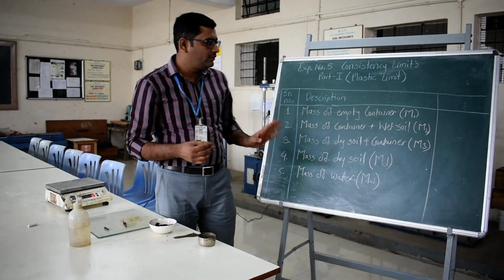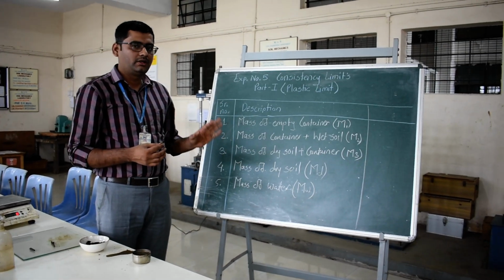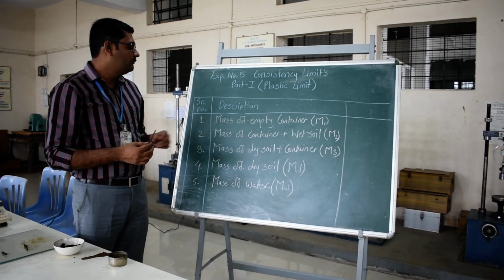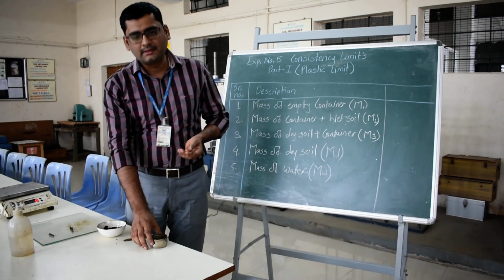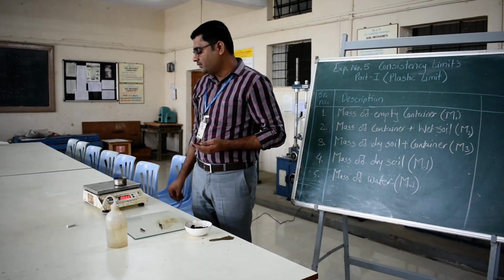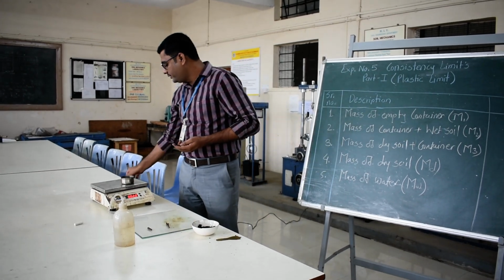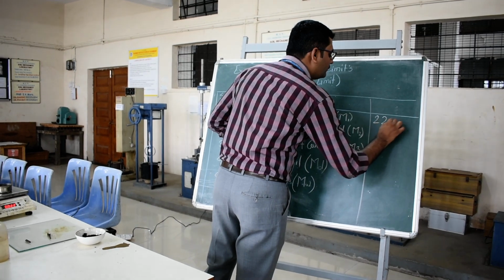If you look at the observations, they are the same as in the water content determination. First of all, we have to take the mass of the empty container. We require this container, so I will take the first one. The mass of the empty container is 22 gram, so I can write over here 22 gram.